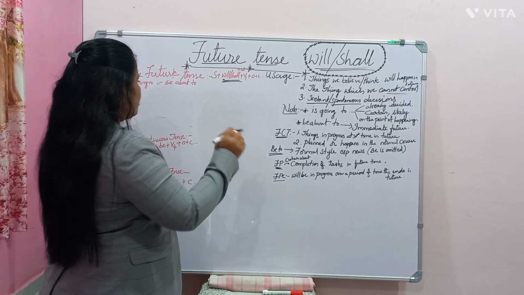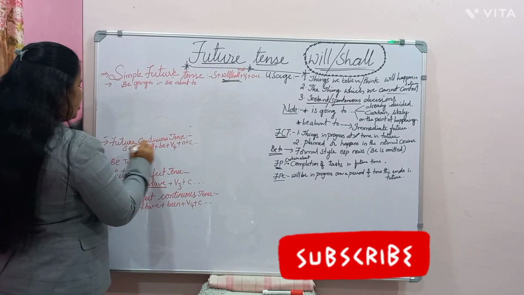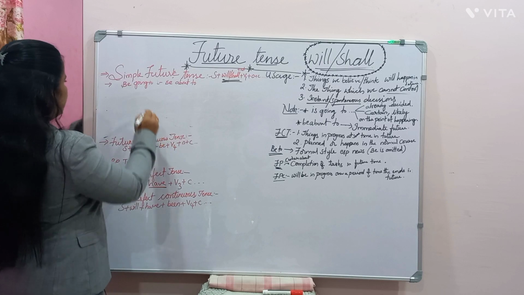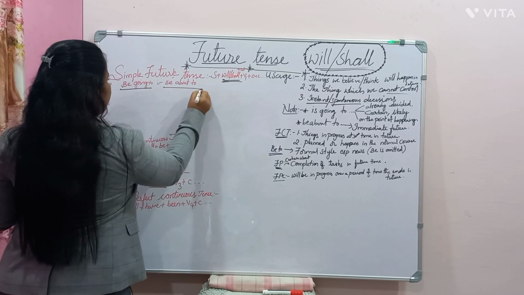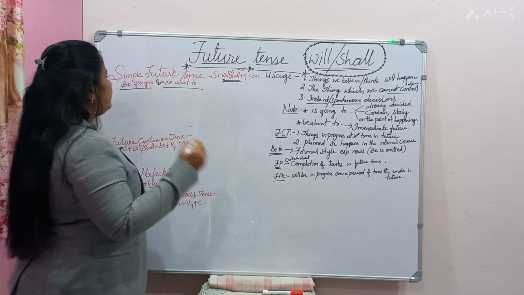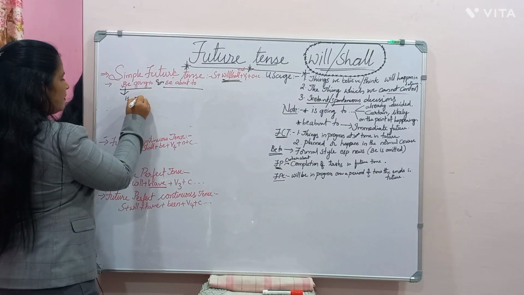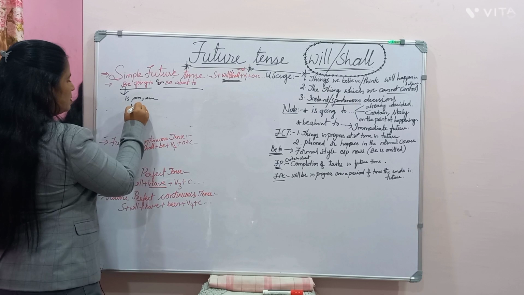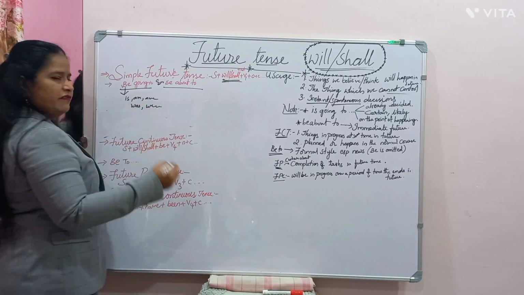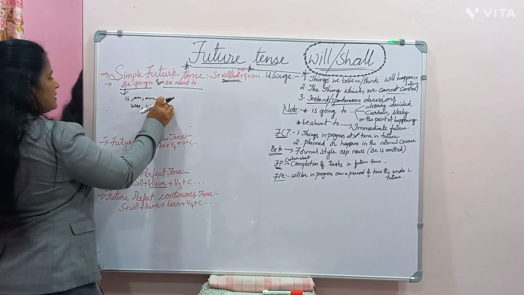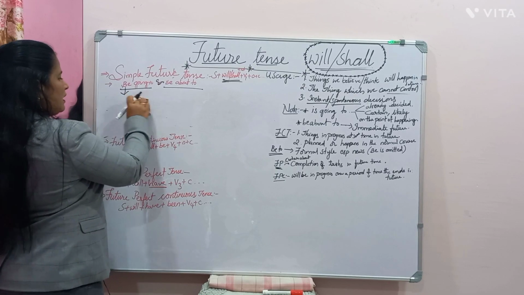Now, the same sentences we use with the other things, be going to and be about to also. Be going to. What is be? Be is am, are, was, were. All the time, be forms. So here now, maximum it is present tenses we come across.